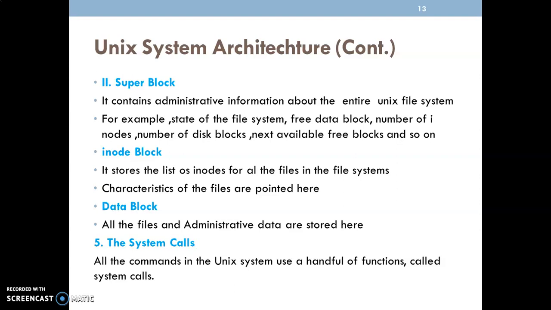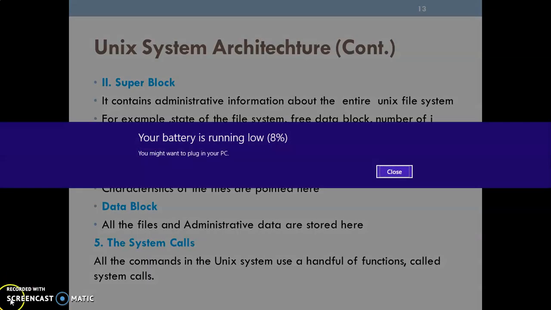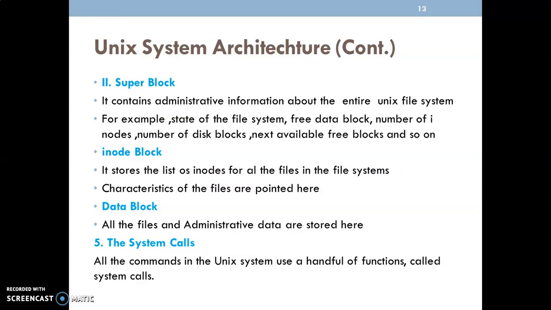And how are we accessing this? That is by using the concept called inodes. Inodes are nothing but they provide the indexing for the file system. Next, there is one more word here, the inode block. It stores the list of operating system inodes for all the files in this file system. Whatever file exists in a Unix system is accessed through an inode here.